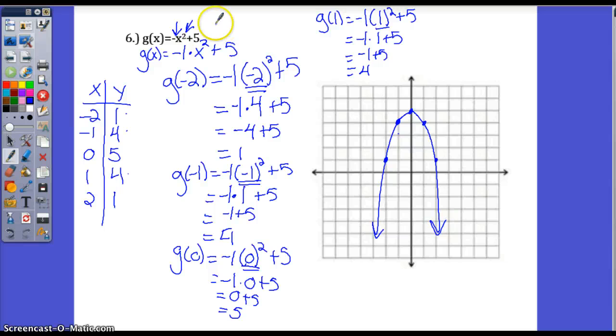Again, make sure you substitute in using parentheses. That's huge. That is so important here.